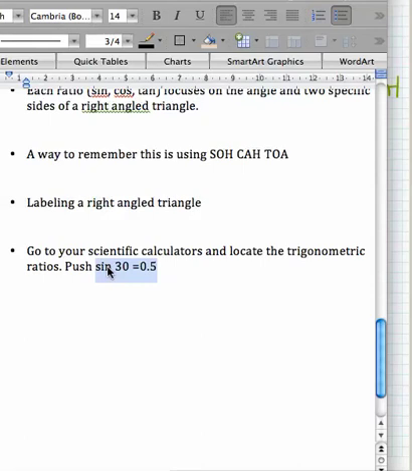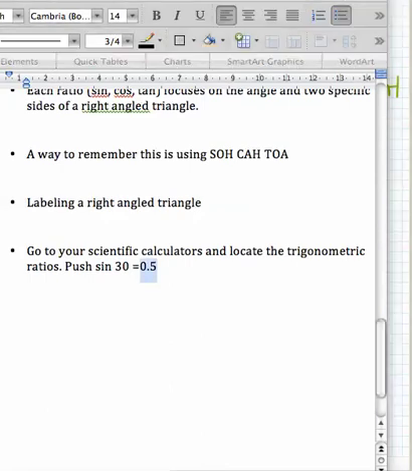Because otherwise your mode might be in radians. If you see RAD, we don't use radians at this stage. You use it in year 12. So in this stage, please make sure your mode is in degrees. So just do a test, push sine 30. If you don't get 0.5, you have to change your mode to degrees.